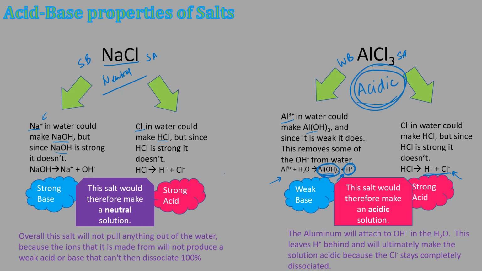All right, so the easy way to do this is to label: this makes a weak base, this makes a strong acid, so therefore it's going to be acidic because strong overpowers weak. But really it's because of the formation of the weak base, pulling out the hydroxide ions and leaving excess hydrogen ions, that makes it acidic.